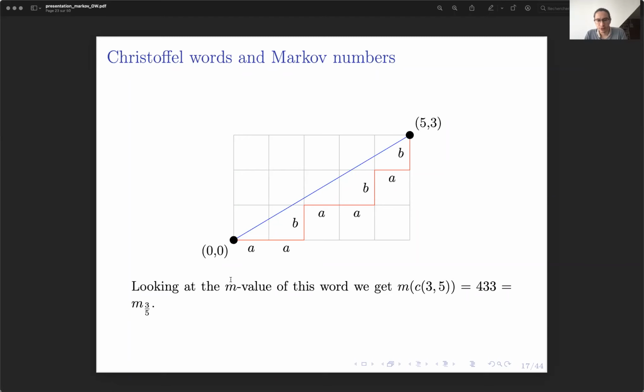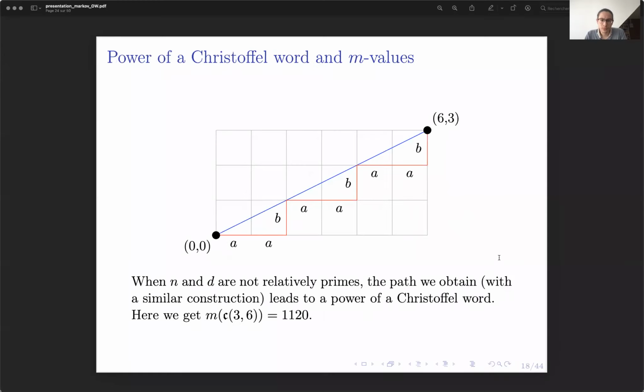So if we take the M value of this word, we will get 433, which is the Markov number associated to 3/5. And when we have the Christoffel word associated with 3/5, we had a problem because sometimes we have N and D which are not relatively prime. So we extended our definition naturally and got some power of a Christoffel word. If you see here, you have AAB power 3, and AAB is a Christoffel word.